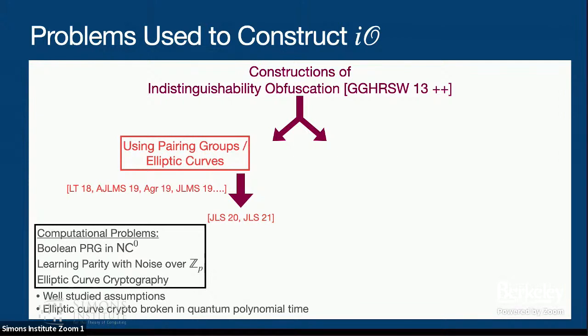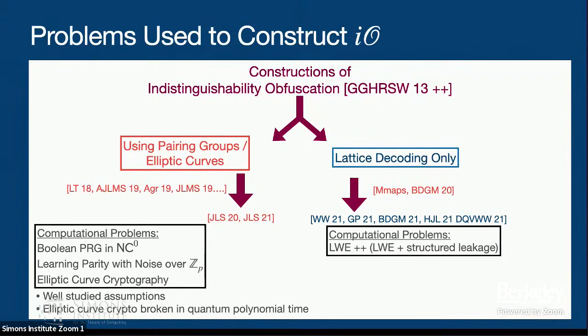However, what's annoying and unfortunate is that one of the assumptions we make, the existence of hard elliptic curve groups, turns out to be broken in quantum polynomial time, simply due to period finding, Shor's algorithm and things like that. So this line cannot hope to give a post-quantum secure construction unless we remove elliptic curve cryptography from the list.